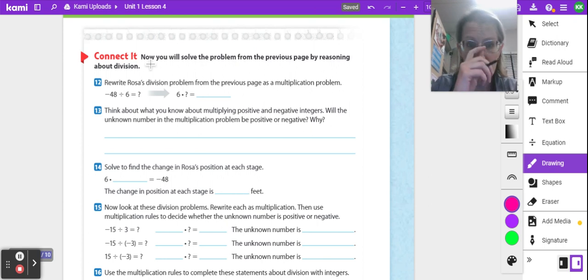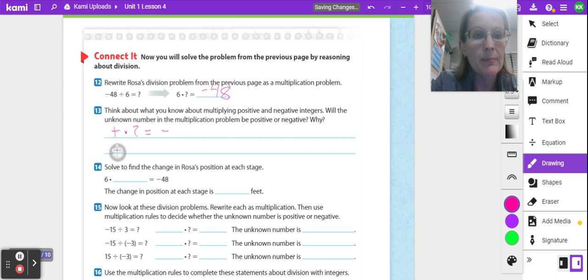So now we're going to connect it. We're going to look a little bit deeper into this problem. We could rewrite her division as multiplication, going back to those number families. Negative 48 divided by 6 is the same thing as 6 times what number is negative 48. And then think about what we know about our rules. We know that a positive times what number is going to be a negative number. Well, a positive, we know this has to be a negative, so our answer has to be a negative number.